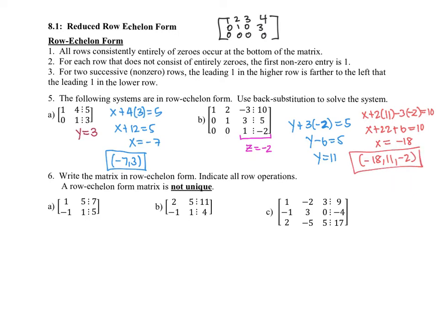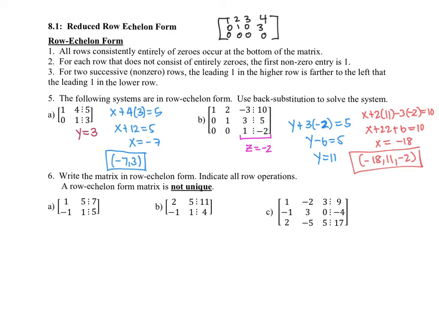Okay, so we're going to practice converting things to row echelon form. One thing to keep in mind about row echelon form is it's not a unique form. So you might have a different row echelon form than someone else, but it's representing the same matrix. When we get to reduced row echelon form, it will actually be a unique matrix.